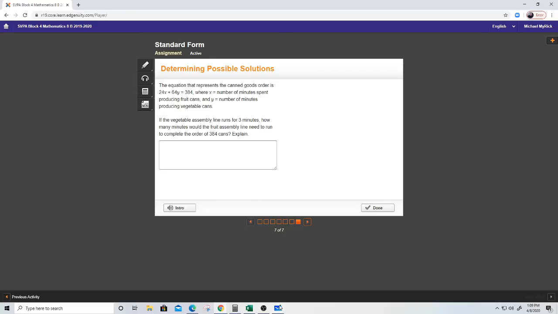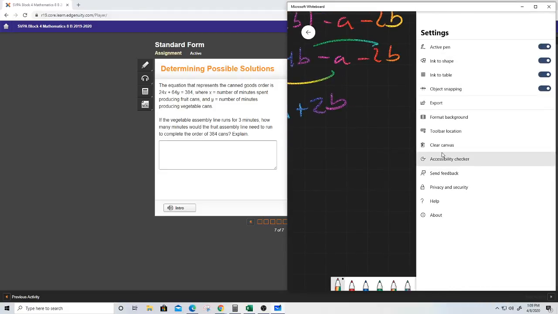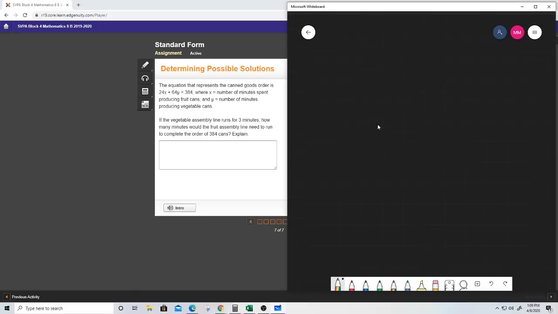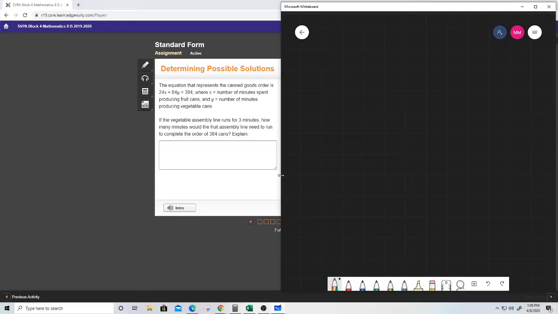Alright, so this is just algebra. This is more straightforward. And actually, this math is great for learning how to solve systems, which are much more complicated. So basically, we're going to take this equation here, equals 384, and then if the vegetable line runs for 3, so if y equals 3, how many minutes will the fruit line need to run if that's the case?